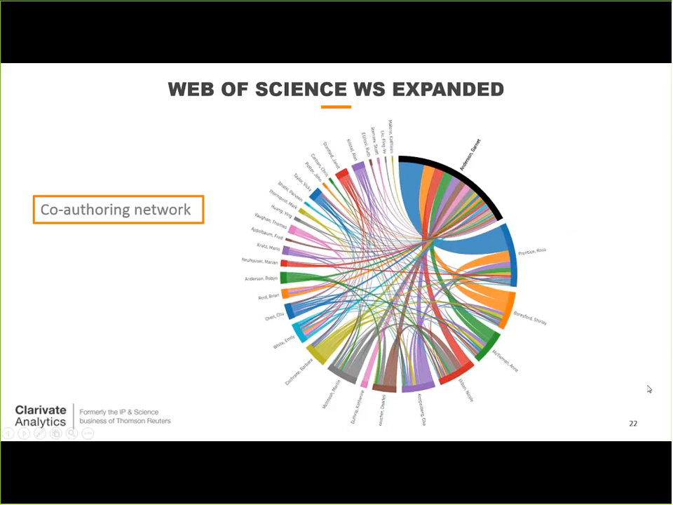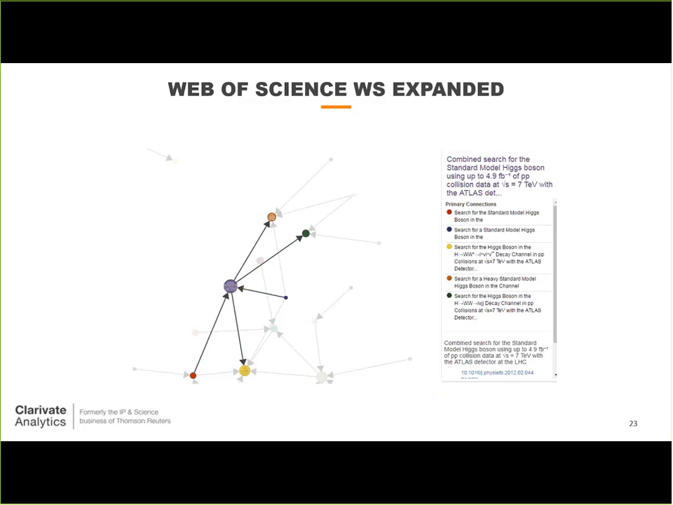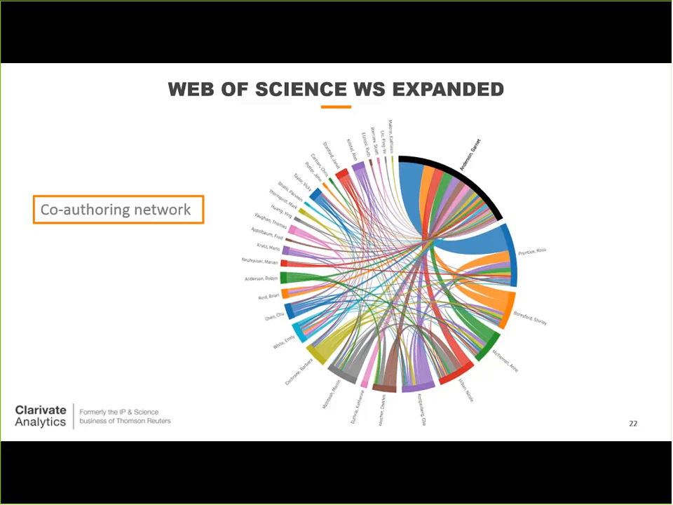Some examples of this. So this is a co-authoring network from a Vivo system. And of course, you can only have a co-authoring network if you have all the authors in the publication. So with Web Services Expanded, you can download all the authors that are co-authoring papers and create a network such as this one, created automatically using a Vivo system.